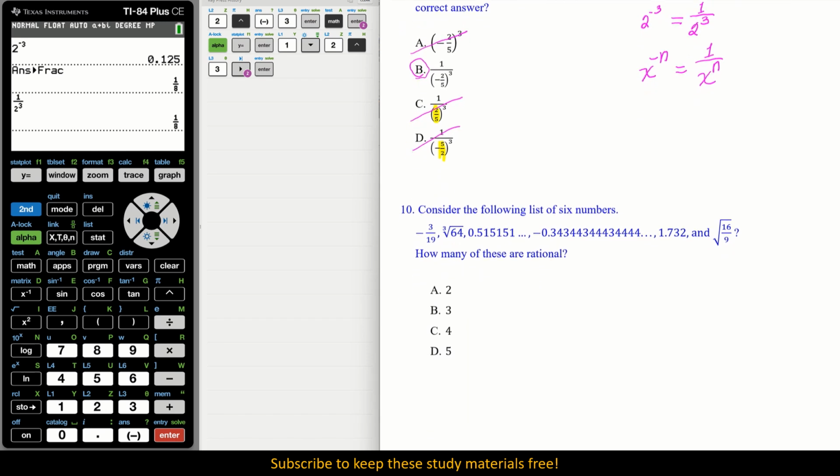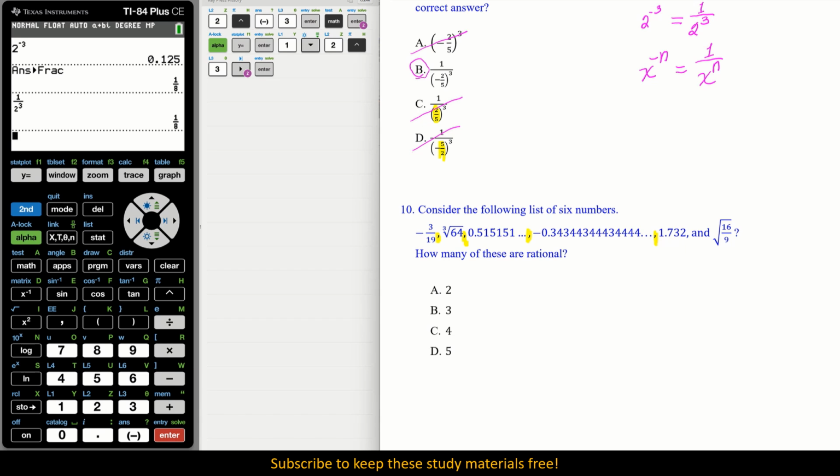All right. Number 10. Consider the following list of 6 numbers. And they list out all the numbers we're supposed to look at. Now be careful. They're all kind of smushed in almost. Pay attention to these commas. See them? It's separating each of our numbers. So be careful with those. When you're taking the test, you might want to draw little pencil lines between them so you see them separately. And it says how many of these are rational.